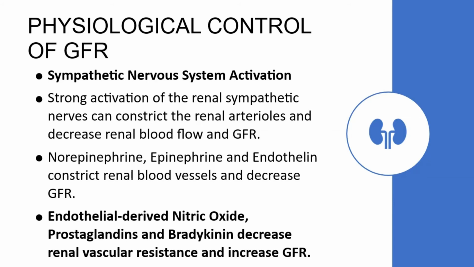Norepinephrine, epinephrine and another powerful vasoconstrictor, that is endothelin, together are powerful vasoconstrictors, and their ultimate aim is to decrease the GFR. Certain other substances such as endothelial derived nitric oxide, prostaglandins and bradykinin conversely decrease the resistance by causing vasodilatation and ultimately increase the GFR.